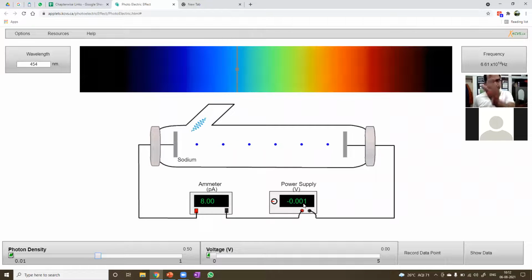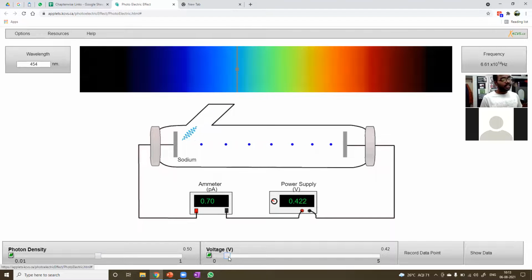So in this particular situation where the photon density is 0.5 and the frequency is this much, I start increasing the voltage. What can you observe? As I increase the voltage, the current decreases. Current is decreasing because the electric field is opposing the flow of charges.